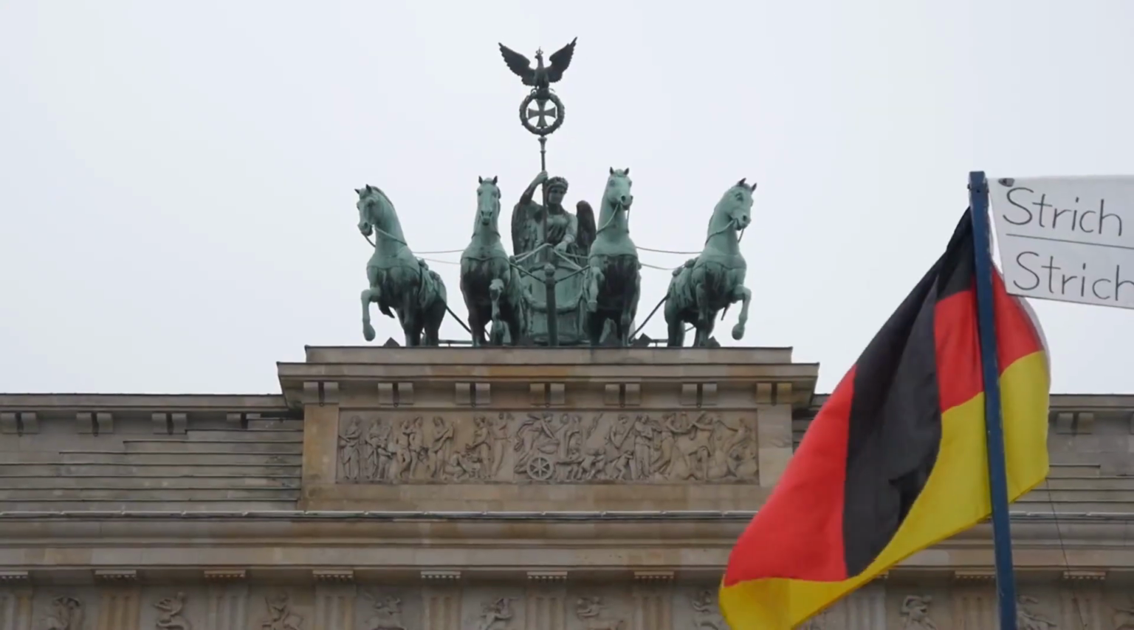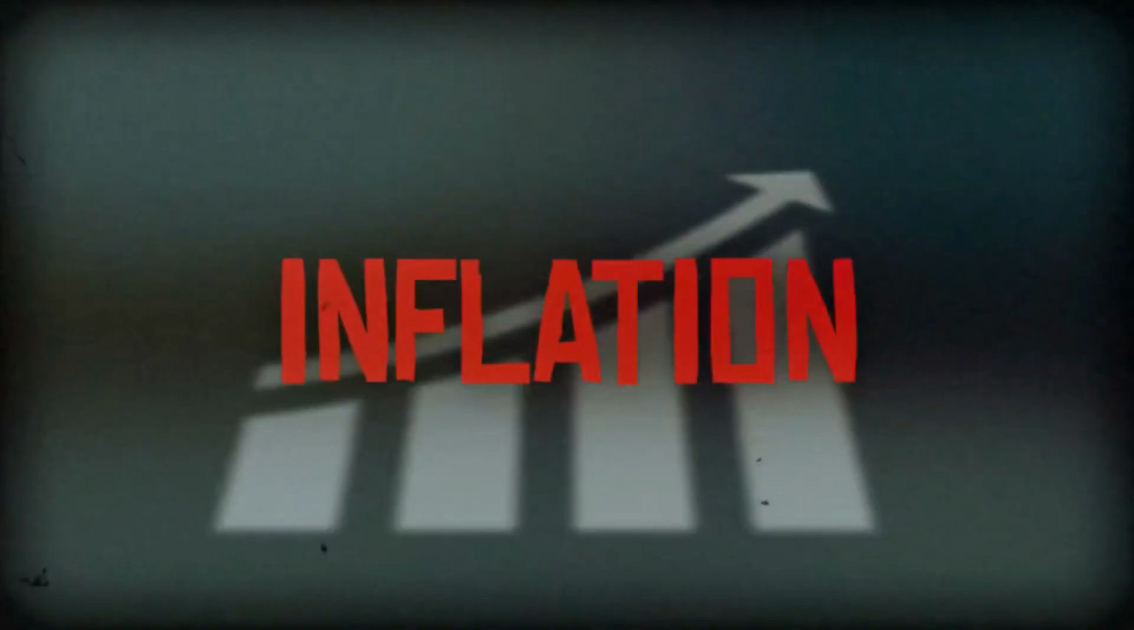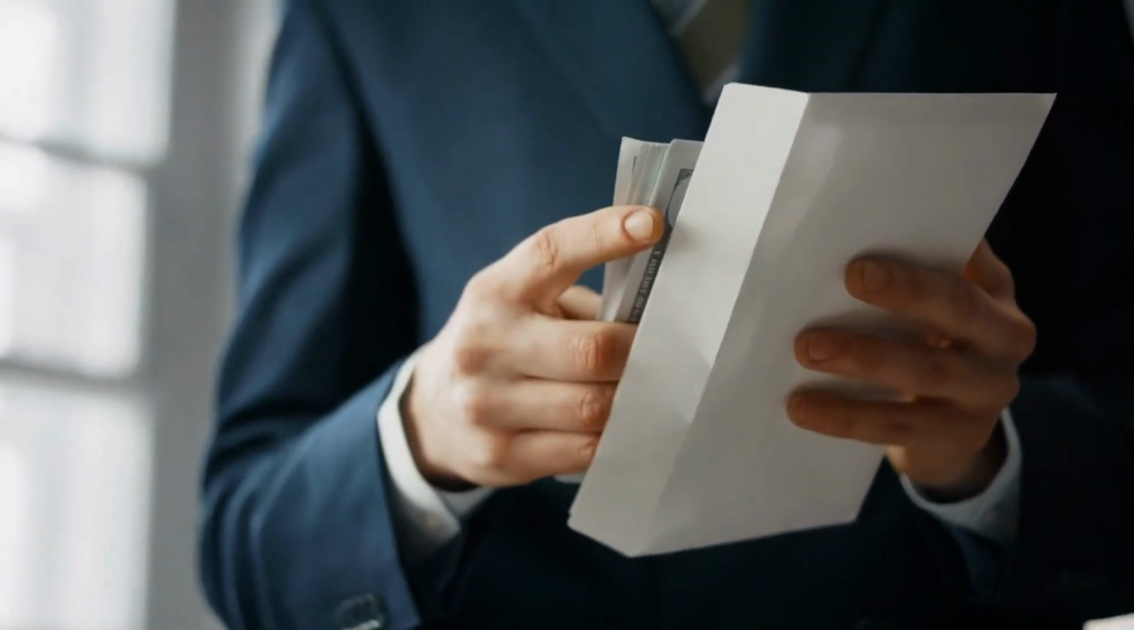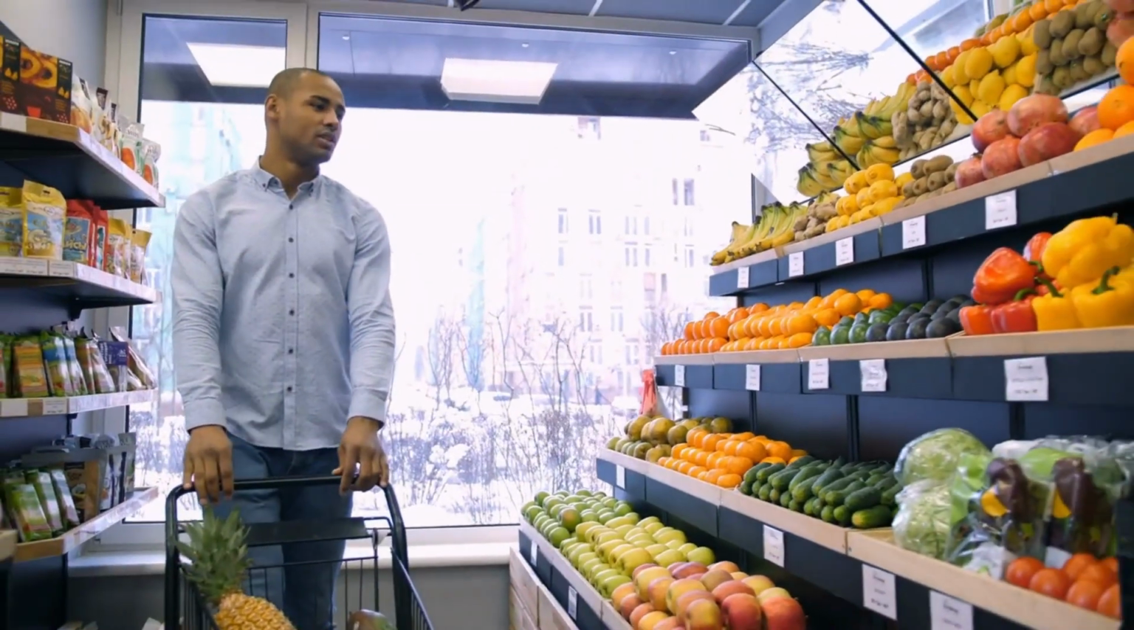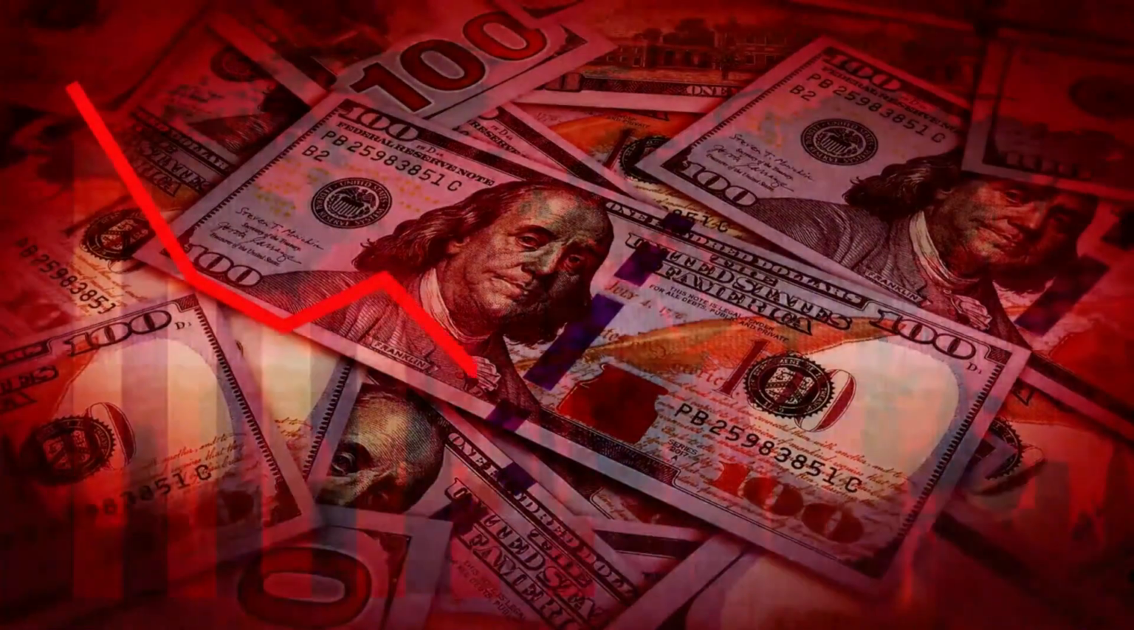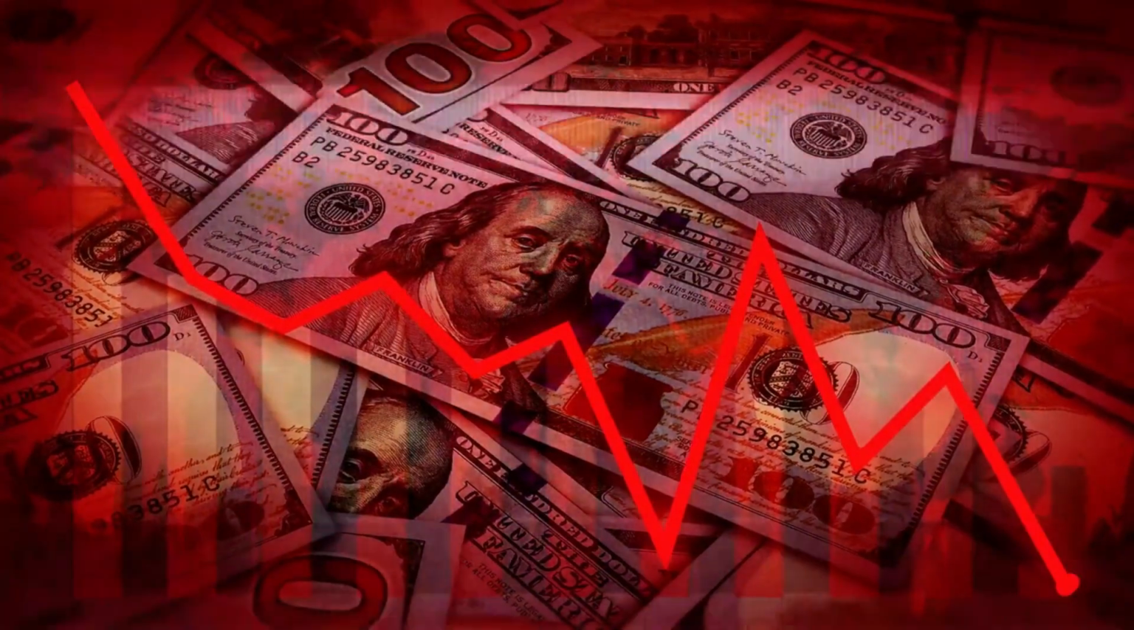2. Post-World War I Germany. The Weimar Republic experienced hyperinflation in the early 1920s, with prices rising dramatically. This was primarily due to reparations payments and excessive money printing. People needed wheelbarrows of money to buy basic goods, and the economic instability contributed to political upheaval.